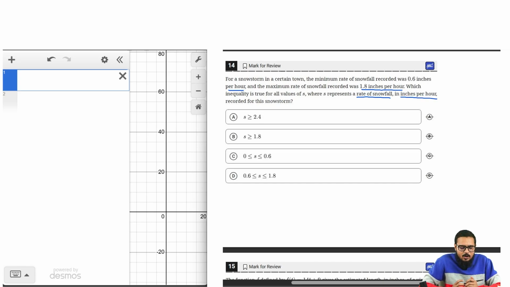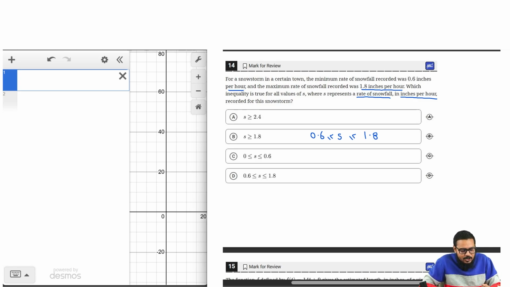So we have to create an inequality over here. It's a pretty simple one. We know the minimum value of snowfall that you can expect. That's given to you at the top as 0.6. And what is the maximum value of snowfall in inches per hour that you're going to expect? That's given to you at the top as 1.8. So that's a compound inequality, or a dual inequality, that you're going to create to represent this entire scenario.